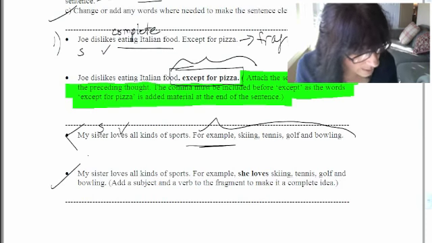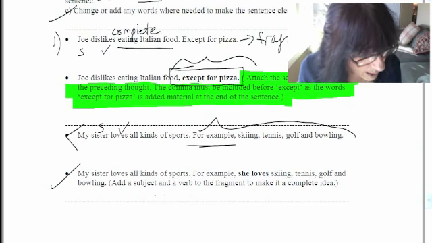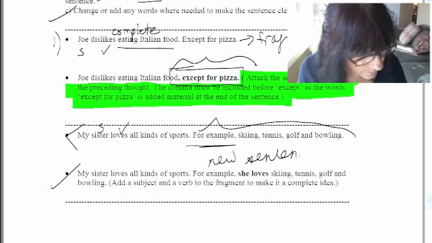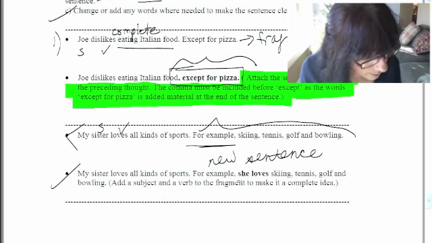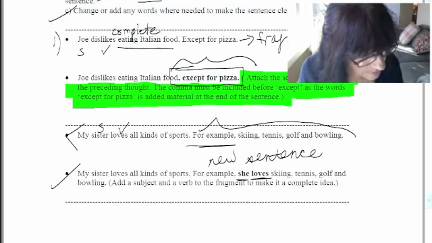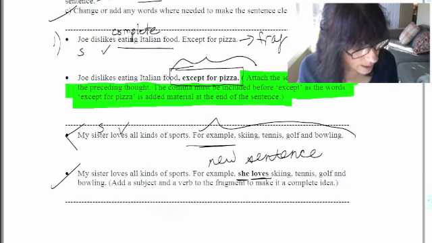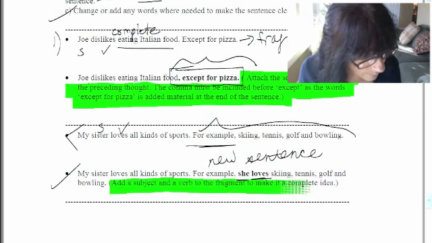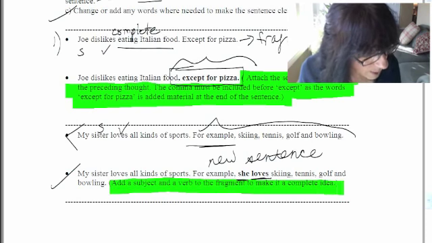So how can you correct it? Well, here's one way. My sister loves all kinds of sports. I put a period and now a new sentence, and I've added words. For example, she, I've added a subject, loves, I've added a verb, skiing, tennis, golf, and bowling. So in this example, we've added a subject and a verb to the fragment to make it a complete thought.